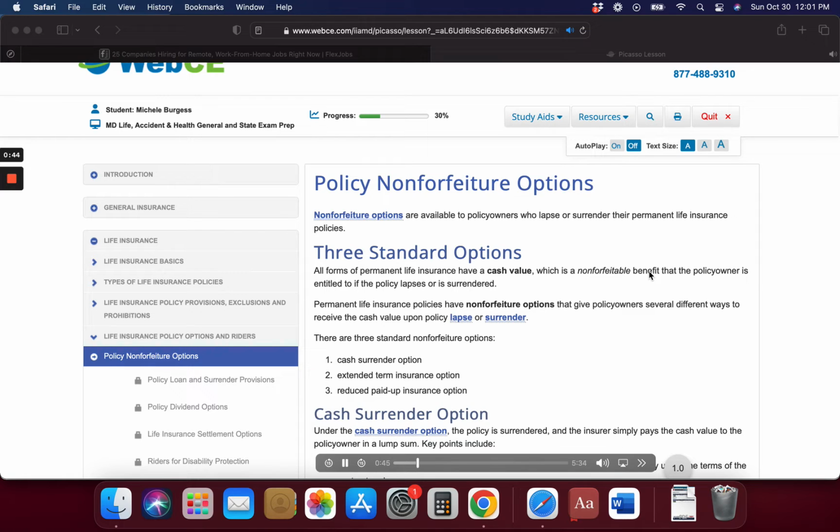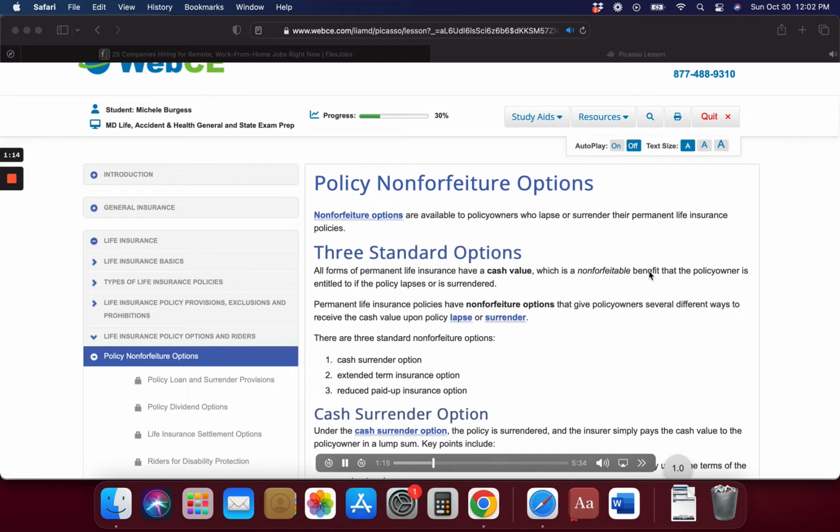Cash surrender option. Under the cash surrender option, the policy is surrendered, and the insurer simply pays the cash value to the policy owner in a lump sum. Key points include: when a policy is surrendered, the policy is canceled and the insurer's responsibility under the terms of the contract ends. Most states allow insurers to delay paying the cash surrender value for up to 6 months, though few companies do this. Surrendered policies cannot be reinstated.